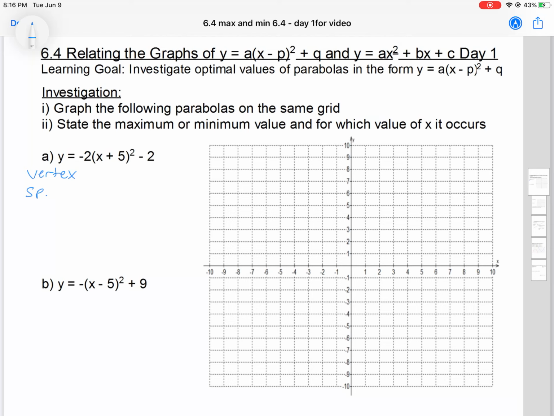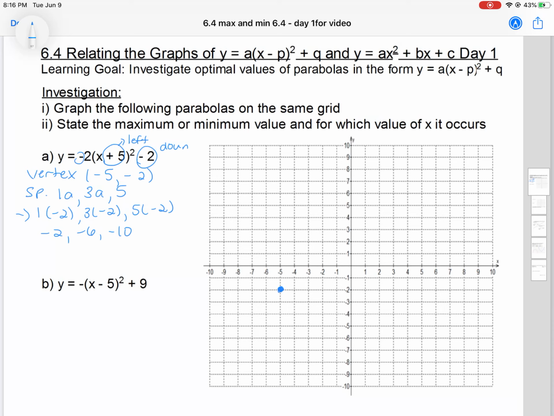So here the vertex is, remember, this is always the opposite. So this would be left, or -5. And then this is down 2, so that's -2. And then the step pattern is influenced by the A value. And again, if you can do this in your head and you don't need to show this in between step here, that's totally fine. Okay, so our vertex is -5, -2.